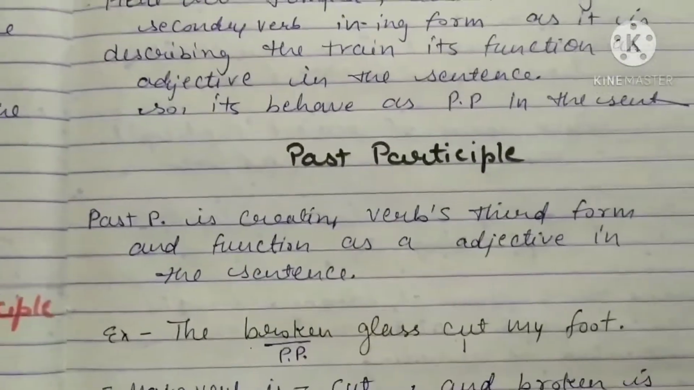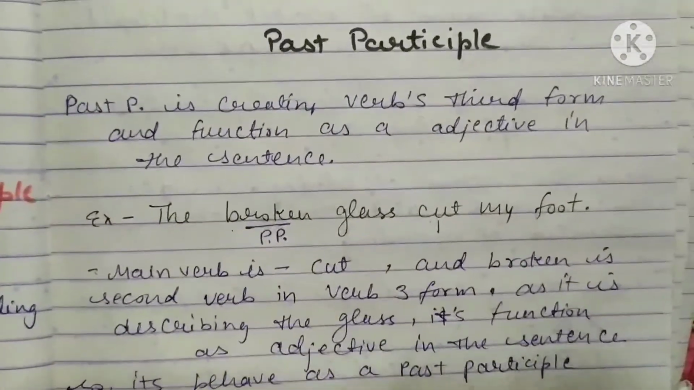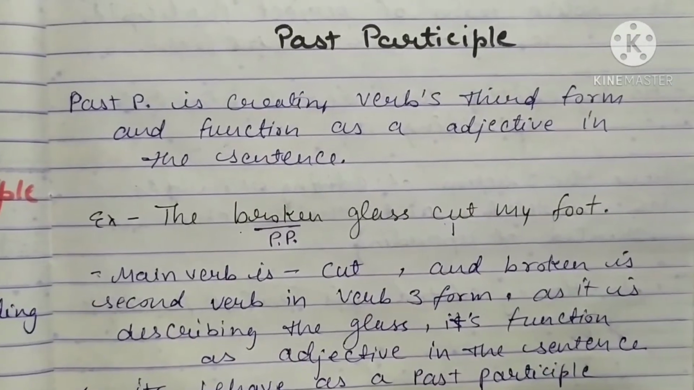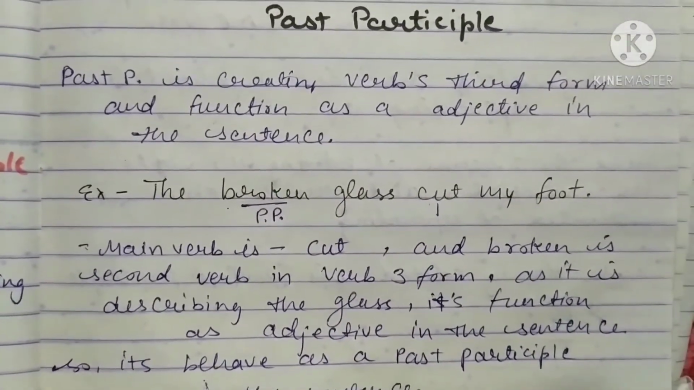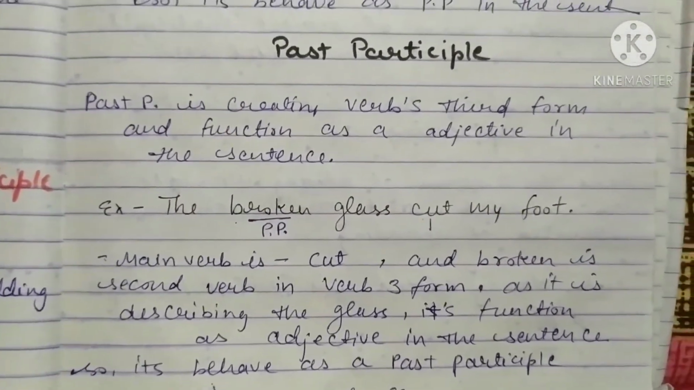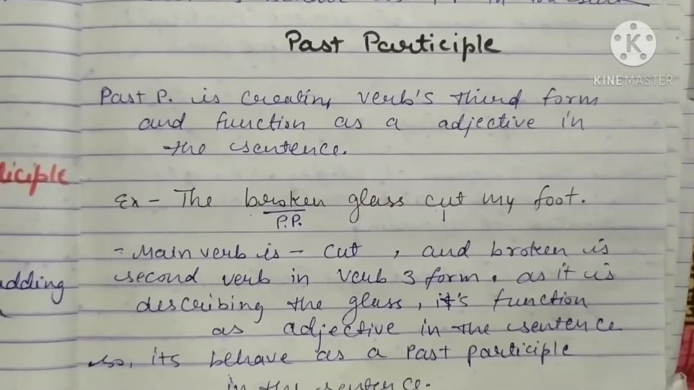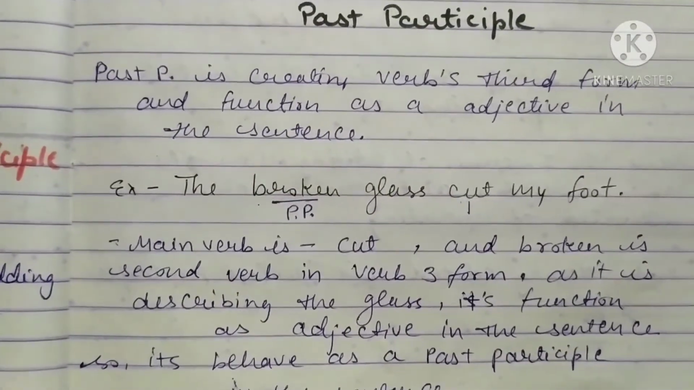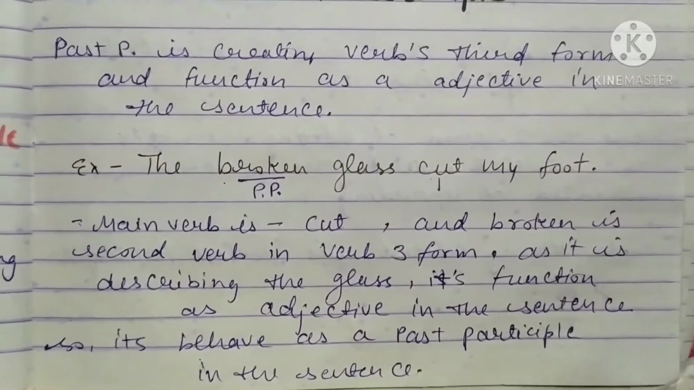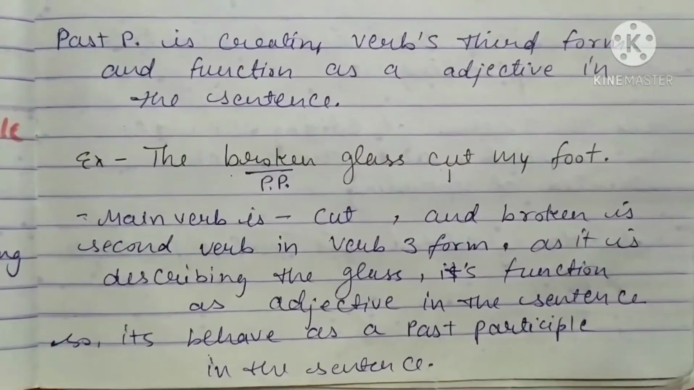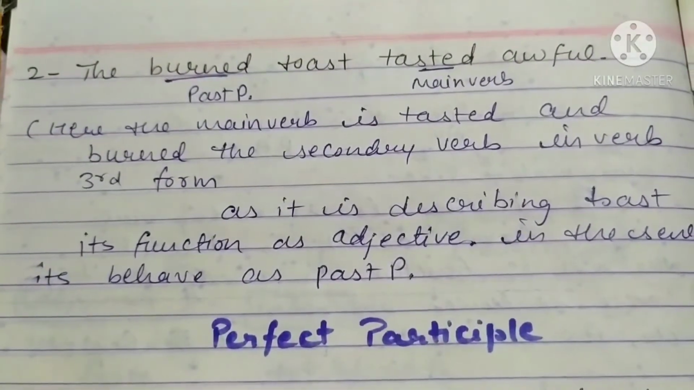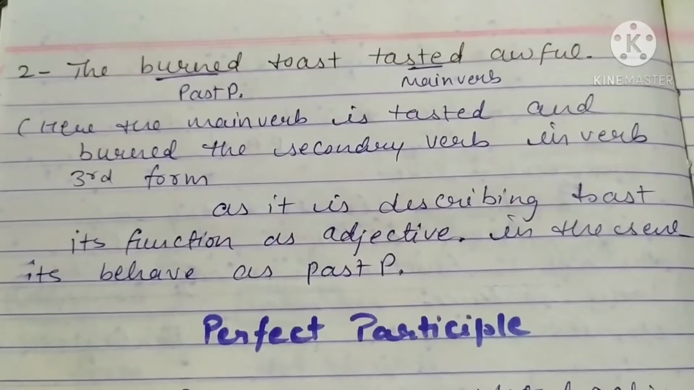Now we look at the past participle. The past participle is created from the verb's third form and functions as an adjective in the sentence. For example, the broken glass cut my foot. So the main verb is cut, and broken is the secondary verb in the verb third form. As it is describing the glass, it functions as an adjective in the sentence, so it behaves as a past participle in the sentence.